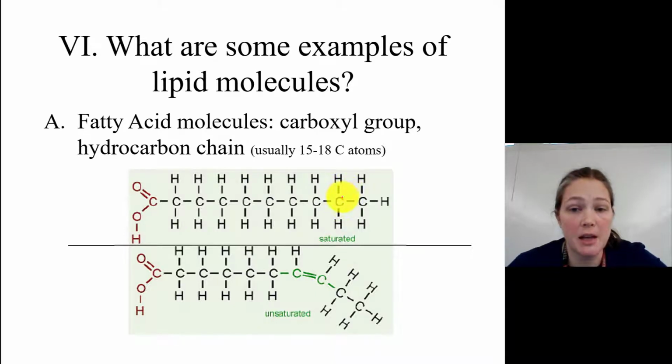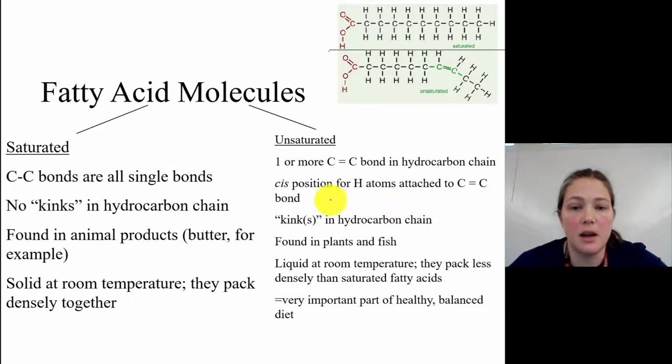Examples of lipids: fatty acid molecules are lipids. You've got a carboxyl group and a hydrocarbon chain. The hydrocarbon chain can be saturated or unsaturated. If it's unsaturated, it has one or more double bonds. If it's saturated, it's got all single bonds. Fatty acid molecules, as you can see, the saturated ones are generally straight and the unsaturated are kinked.